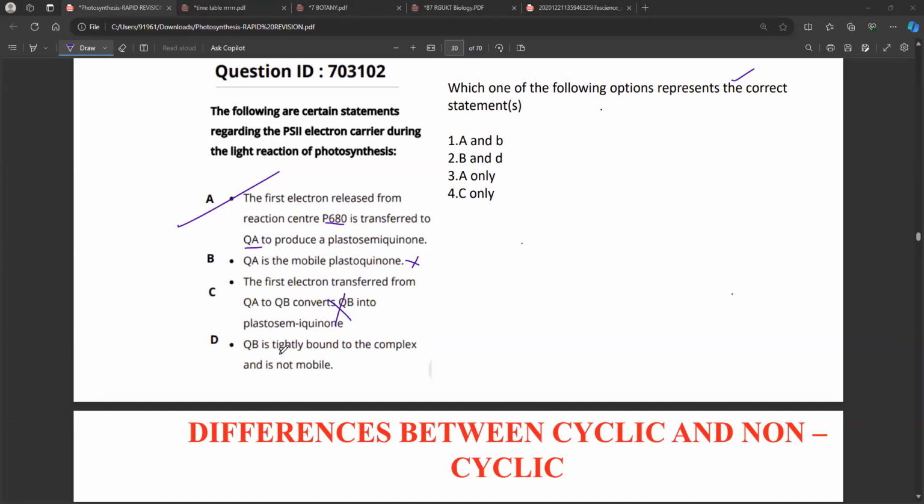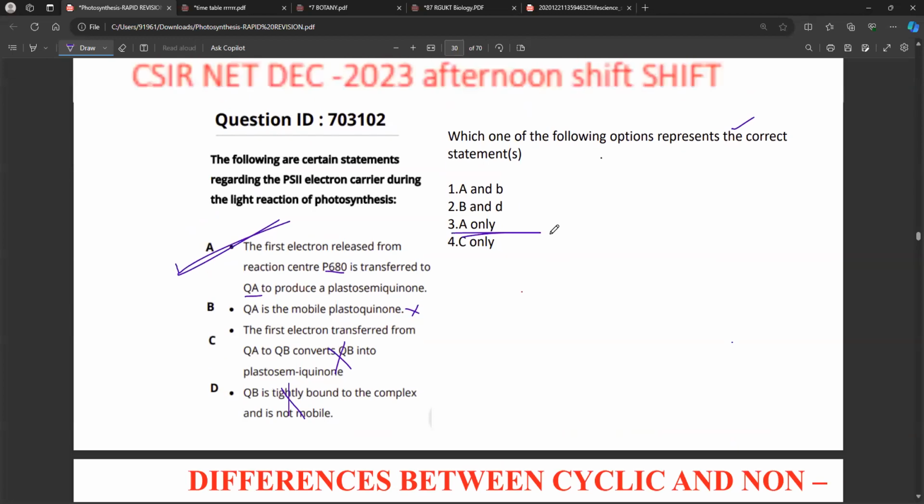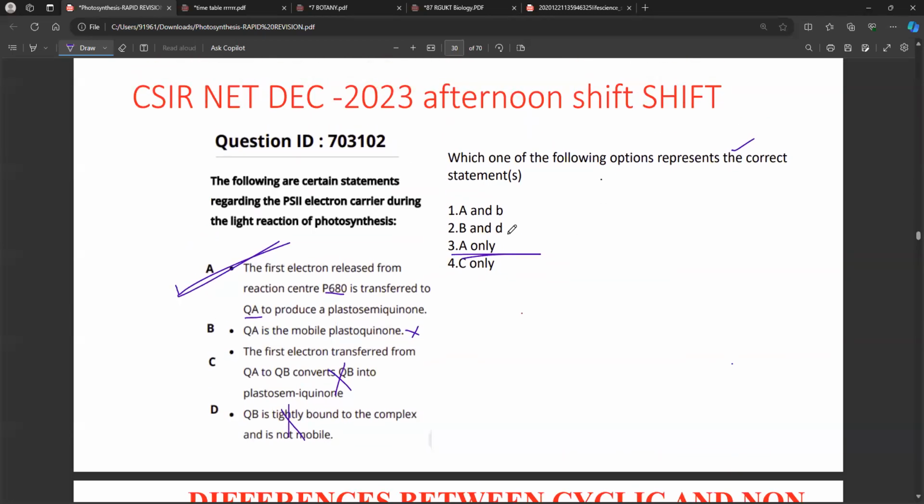Option 4 says that QB is tightly bound. No, QB is loosely bound. So the only statement that is correct is option A. Hence the correct answer is option 3. I think many people have given the wrong answer for this question in the exam. Okay, slowly think and analyze.